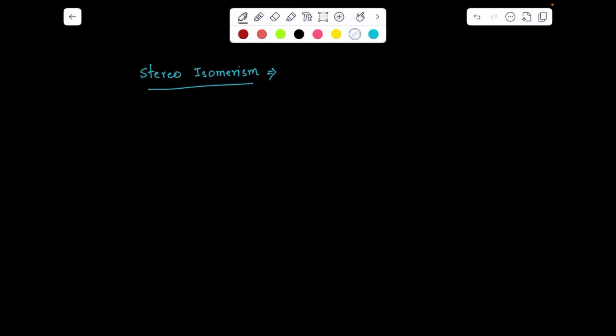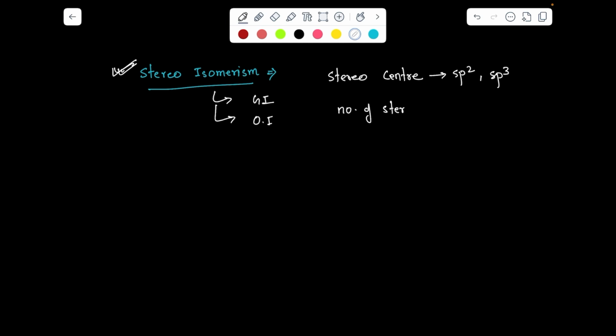Now the final thing: how to calculate the total stereoisomers. As we learned, stereo is a part of the geometrical and optical. If I talk about the stereo center, it can be sp2 and can be sp3 as well. sp3 is chiral and sp2 is where geometrical isomerism is possible. So the formula for the number of stereoisomers for an asymmetrical molecule is 2 to the power n, where n is the number of stereo centers.